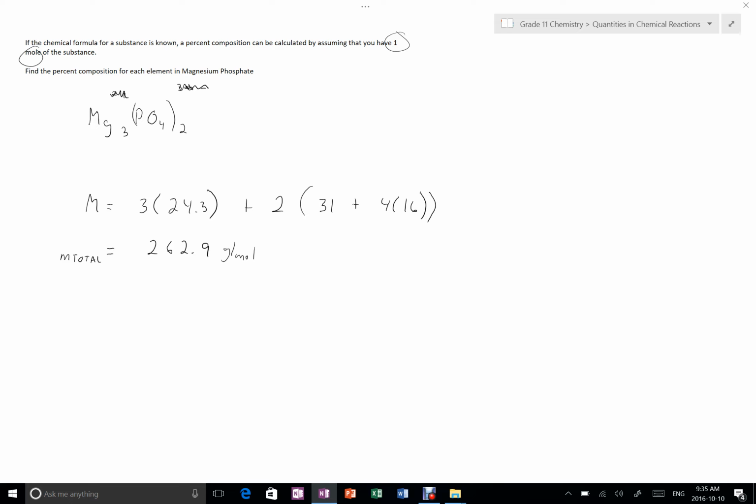So let's deal with, why not, magnesium first. In one magnesium phosphate formula unit, there are 3 magnesium particles, so 3 times 24.3, which is 72.9 grams per mole. So if I want to know the percent for magnesium, I have 72.9 grams in my 1 mole out of the total 262.9 grams in my 1 mole.